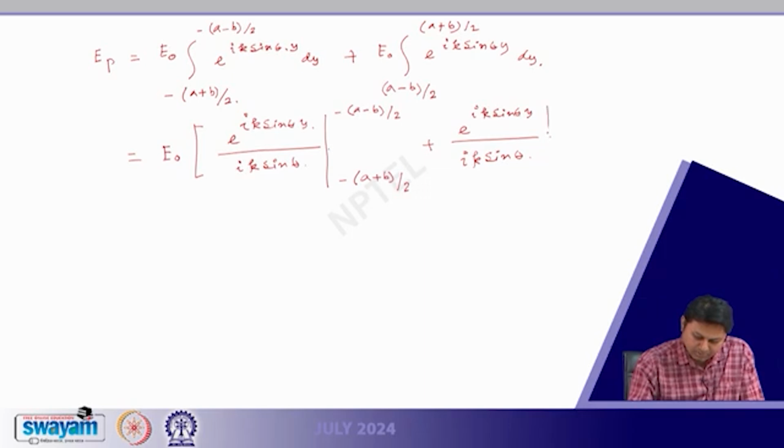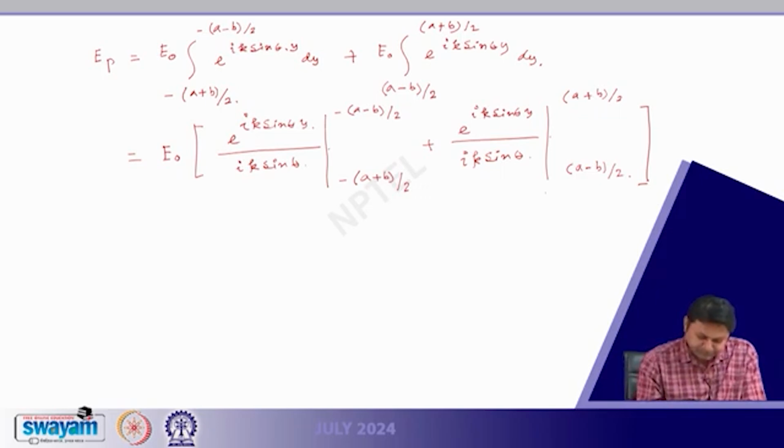Same thing, only the limits are going to change here. Yeah. So, it should be E naught divided by this i k sin theta, I can take it outside, and then I put all the values.